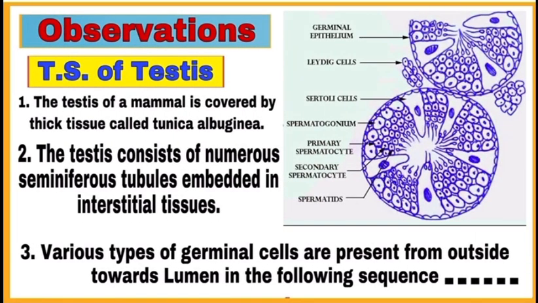Write the points you observed after watching the slide of TS of testes. First point, the testes of mammal is covered by thick tissue called tunica albuginea. Second point, testis consist of numerous seminiferous tubules embedded in interstitial tissue. Third point, various types of germinal cells are present from outside towards the lumen in the following sequence.